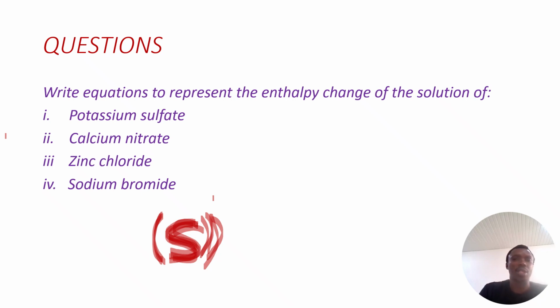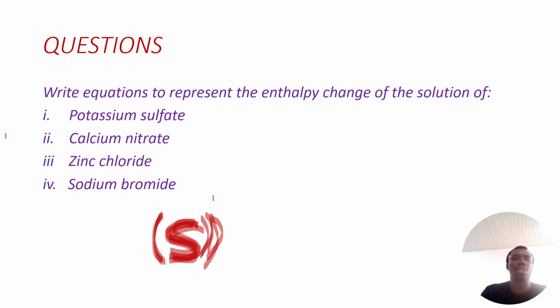So this is the task before us. You have to write equations to represent the enthalpy change of solution of potassium sulfate, calcium nitrate, zinc chloride, and sodium bromide. So it's as simple as ABC. I'm going to solve the I part, then I'll allow you to do the II, III, and IV. Please attempt as many questions as possible, and we'll meet in our next lecture.